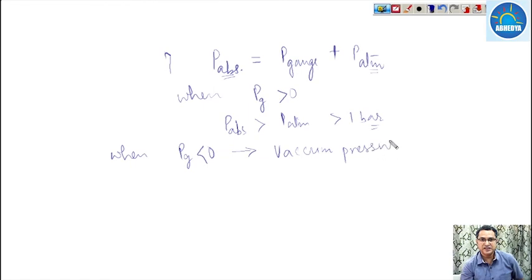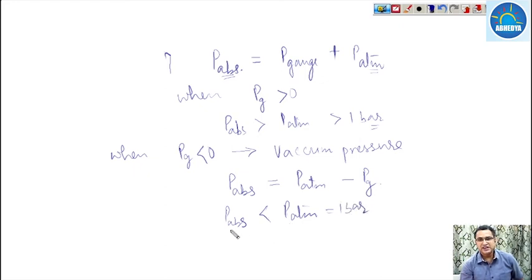Vacuum pressure. Then in this case, P absolute is equal to P atmospheric minus some negative number, that is P atmospheric minus some number, that is P gauge. So P absolute will be less than P atmospheric pressure, that is less than 1 bar. So what does it mean? That when absolute pressure is less than atmospheric pressure, then a vacuum will be generated.